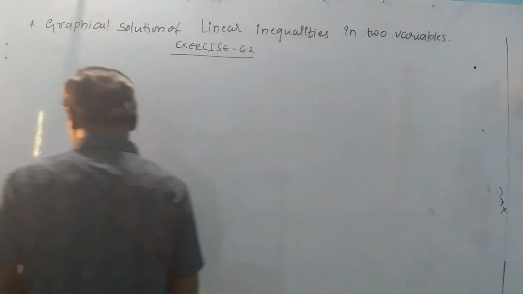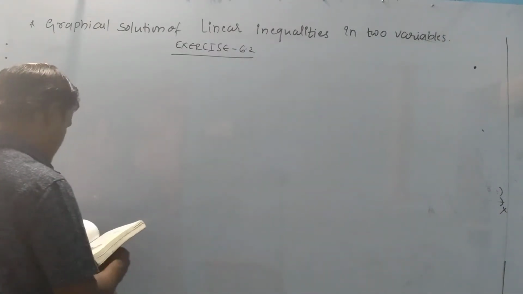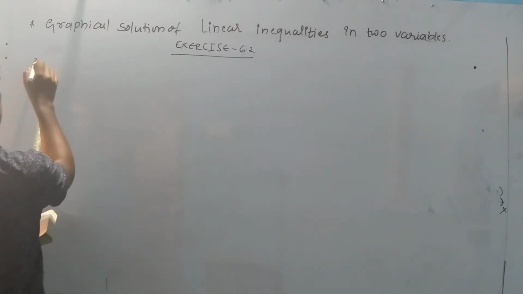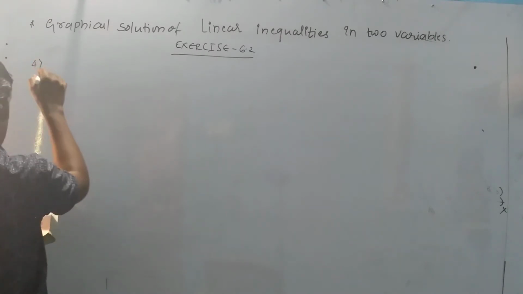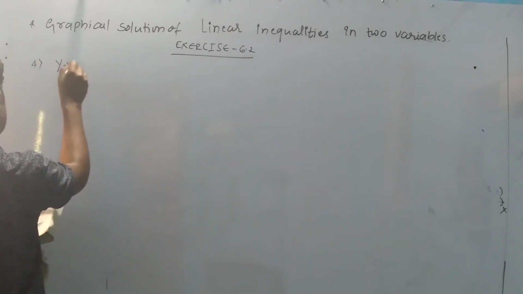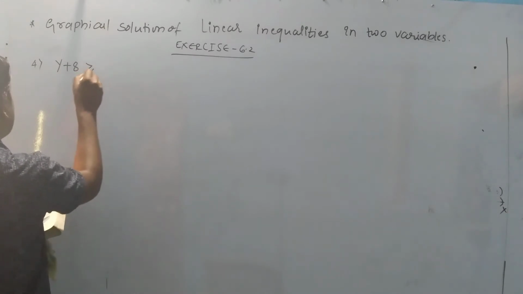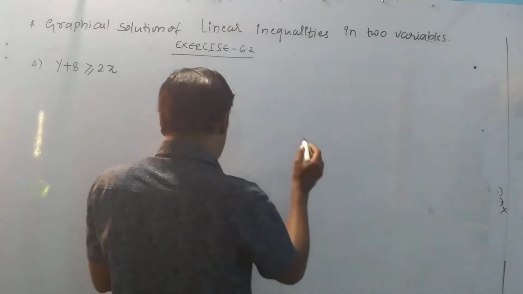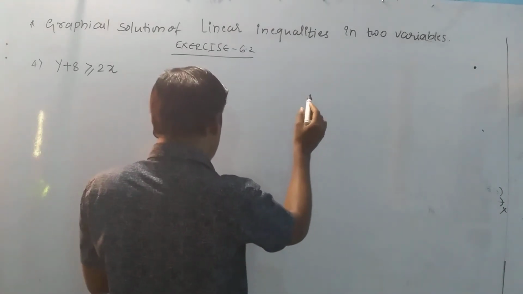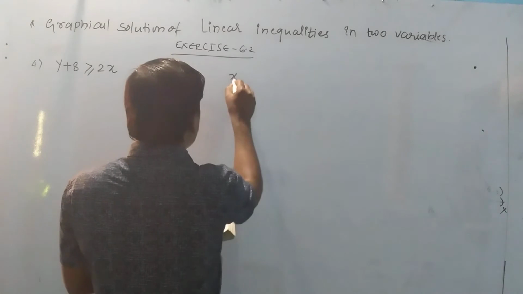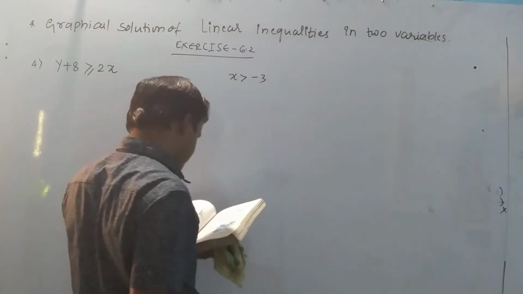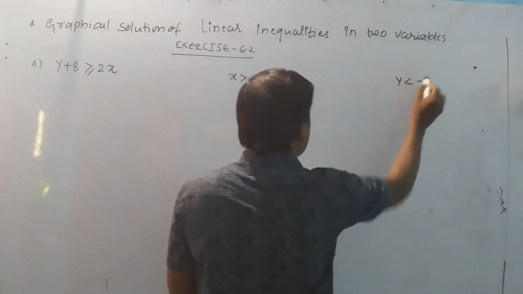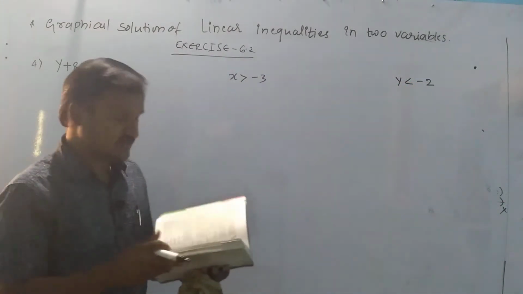Okay, the next question is this one. That is the fourth question. y plus 8 is more than or equal to 2x. For the night. So, one more we have. x is more than or equal to minus 3. And one more, y is less than or equal to minus 2. Right? We will solve these two.